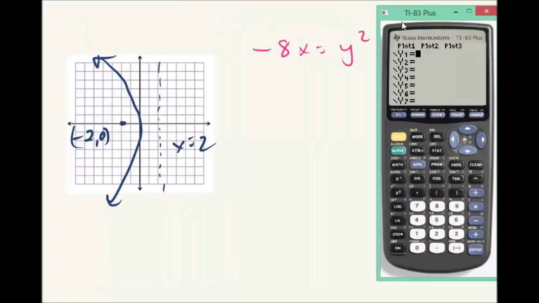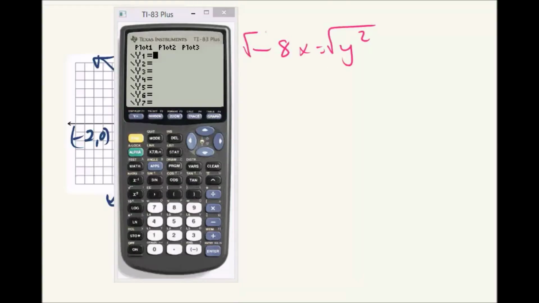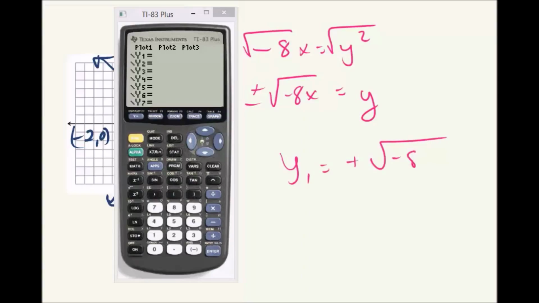Remember, when we graph stuff, it has to be in y form. However, we have this in y squared. So if we want to solve for y, we're going to take the square root of both sides. So we have y equals plus or minus square root of negative 8x. What that means is there's really two equations here. There's the y1, which is plus square root of negative 8x, and the y2, which is minus square root of negative 8x. We have to graph both of them.